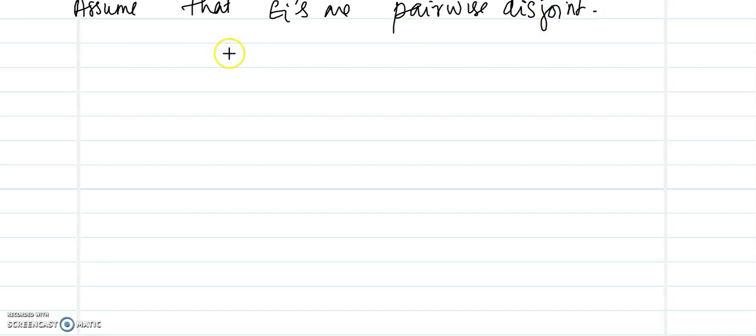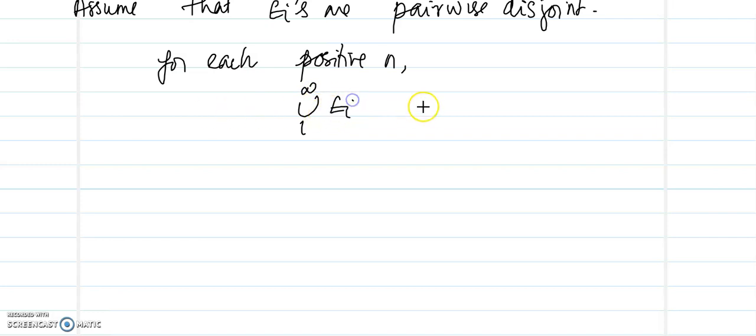Now the E_i are pairwise disjoint. For each positive n, if you look at the union from 1 to infinity of E_i, that will actually contain the union from 1 to n of E_i. So the union from 1 to n of E_i will be a subset of the union from 1 to infinity of E_i.